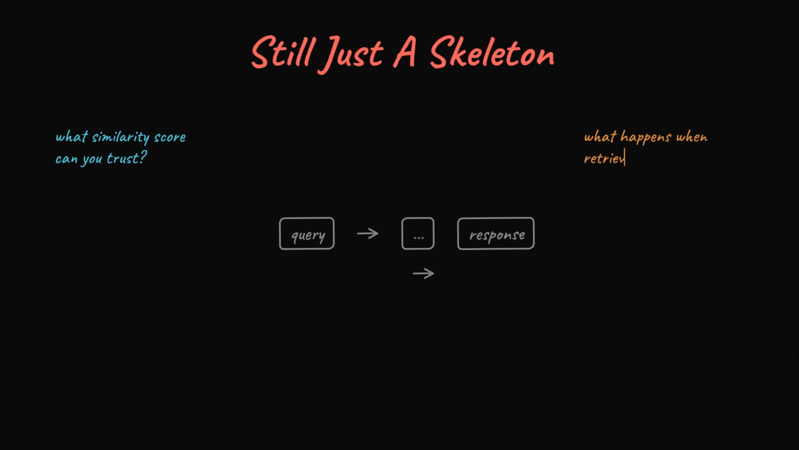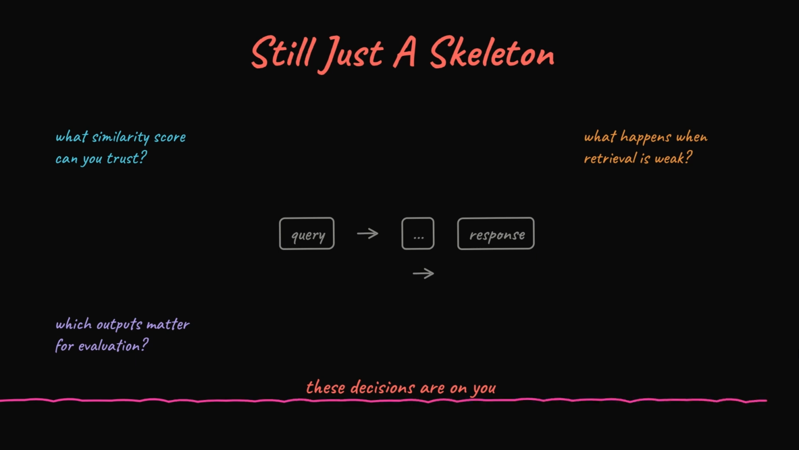A lot of engineers building their first RAG system skip that feedback loop entirely, so seeing it show up automatically is a good sign. But it's still just a skeleton. The AI has no idea what similarity score you should trust, what to do when retrieval comes back weak, or which outputs you actually care about for evaluation. Those decisions are on you, and this is where the real engineering work happens.